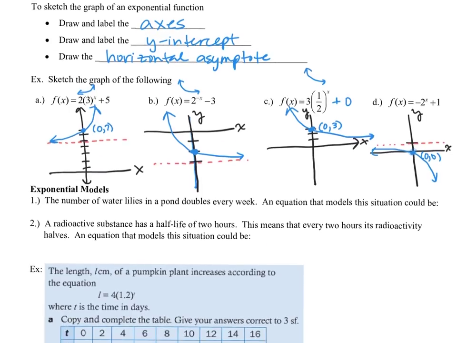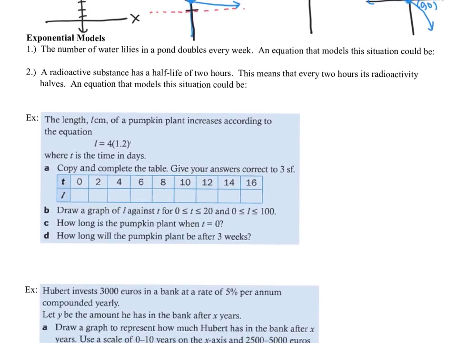Okay, so now let's take a look at some models of exponential functions. Just as a couple of quick examples, let's think about this scenario. The number of water lilies in a pond doubles every week. Okay, so if we have a number of water lilies that are doubling every week, that would definitely be an increasing function. So let's think about an equation that could model the situation.